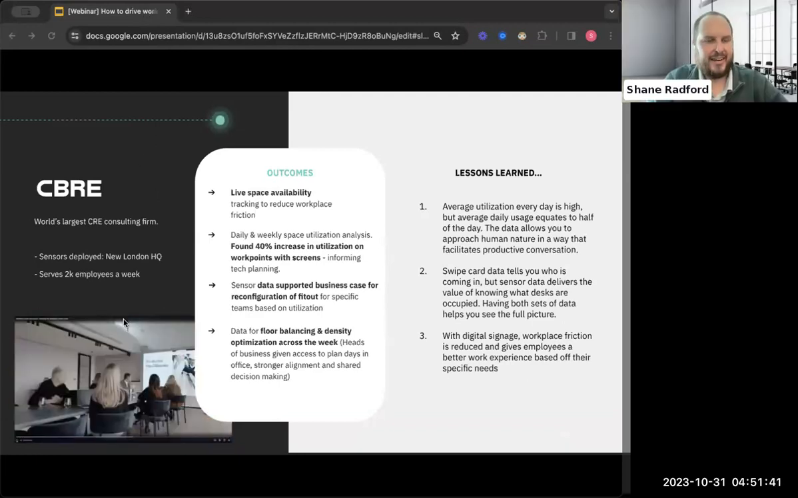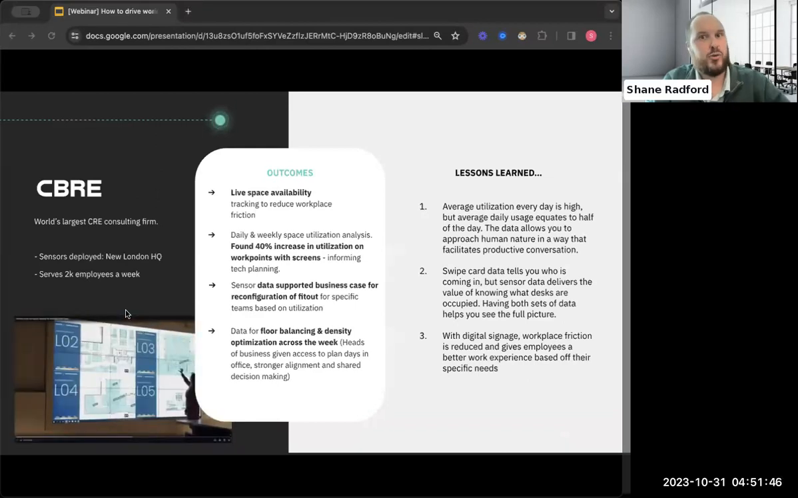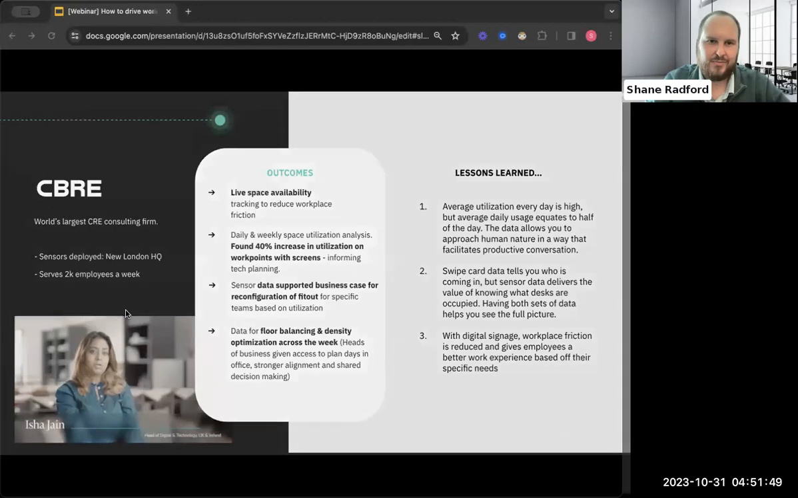Yeah, that's awesome to hear. And I think the greatest thing about having those data sets is the ability to remove the bias out of those conversations. Yeah, that's right.